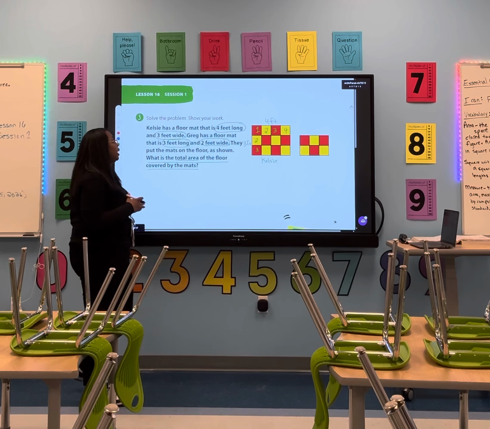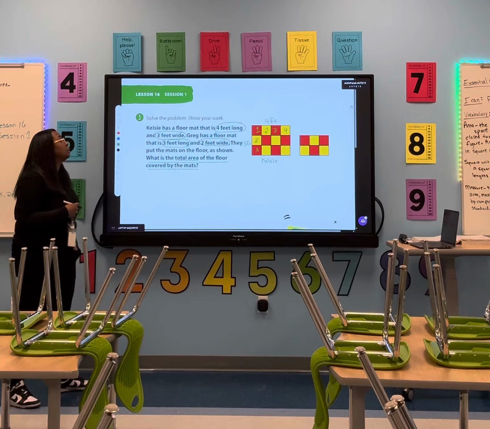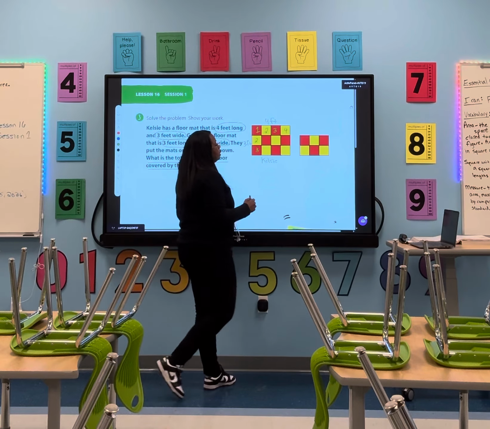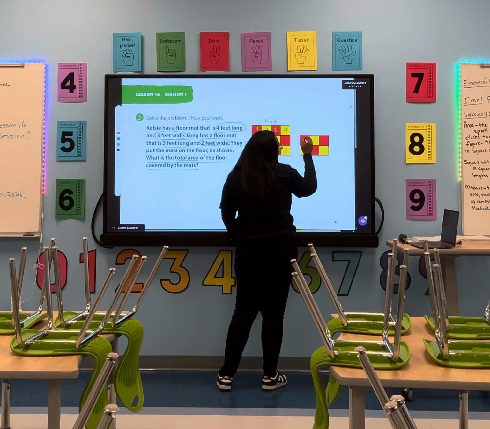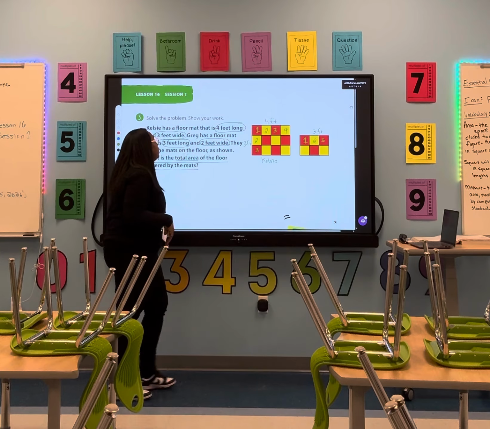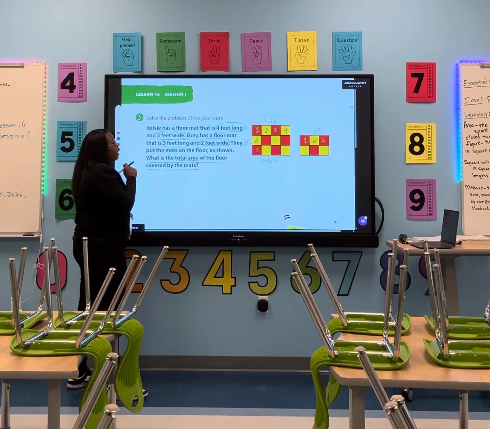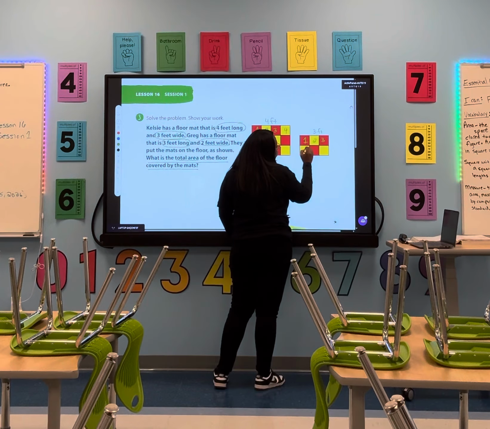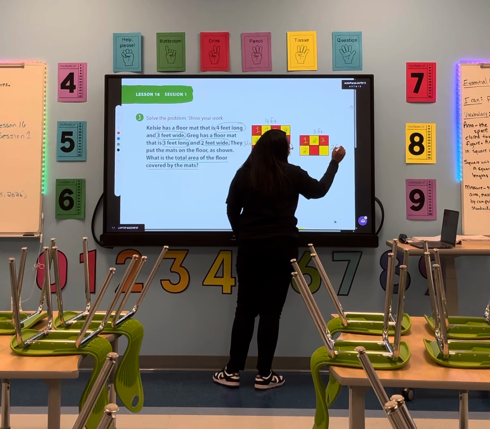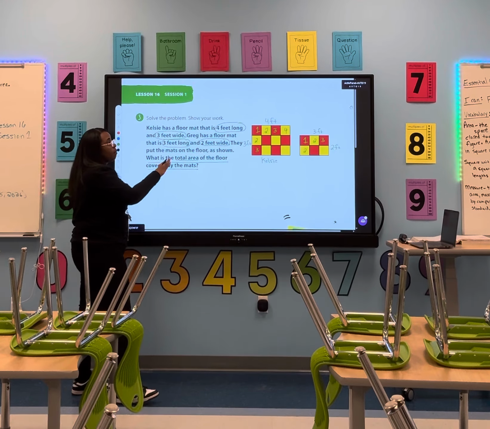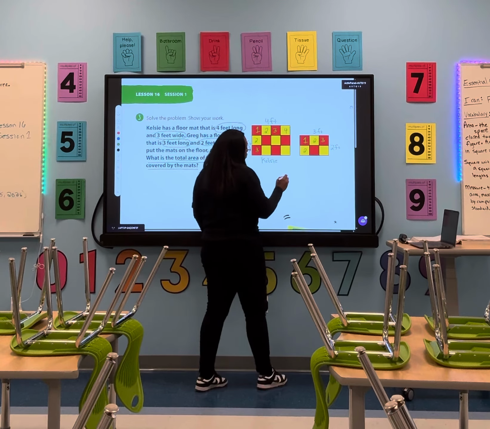All right, let's go to the second sentence. It says, Greg has a floor mat that is 3 feet long. Okay, so let's count this mat to see if it belongs to Greg. 1, 2, 3. So this is 3 feet long, okay? And then it tells me that it is 2 feet wide. So let's count to see how wide it is. 1 and 2. So this indeed is 2 feet wide. So I would say that it's safe to say that the second mat belongs to Greg.